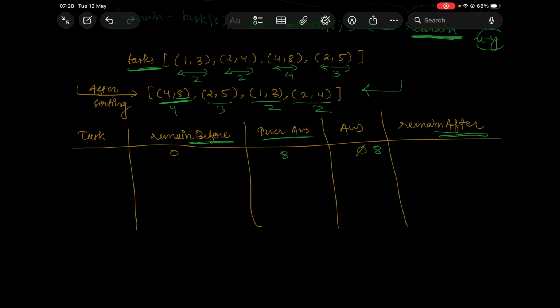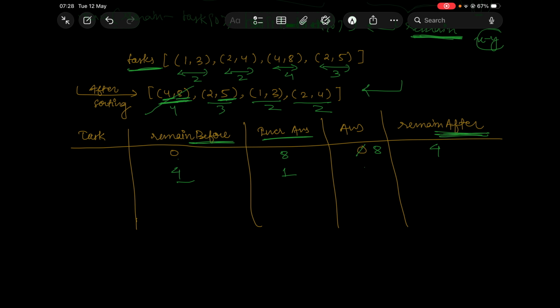And what is remaining after finishing this? 8 is our energy as of now. We incremented 8, and it used 4 out of it. So after using 4, what is remaining? 4 is remaining. Now this 4 will be the energy before starting the next task. We are done with the first task, so now 4 is the remaining. The next task is 2 and 5. The remaining is 4, but it requires 5. So we need to add 1 to our answer. The difference is 1, so we increment 1.